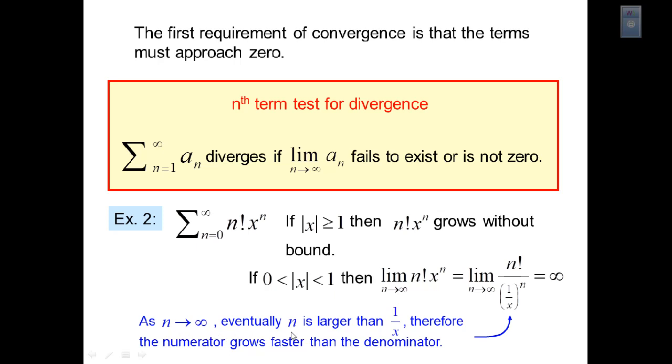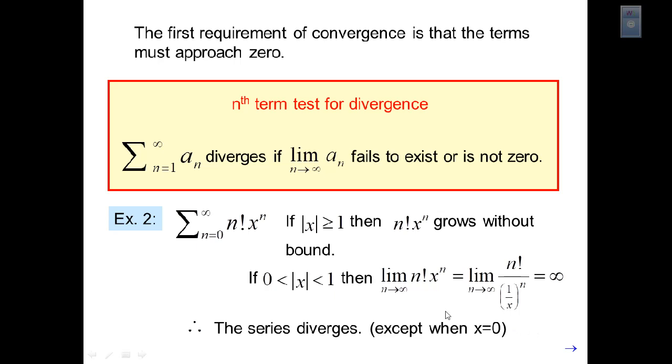So as n approaches infinity, eventually n is larger than 1 over n. Therefore, the numerator grows faster than the denominator. Therefore, the series diverges, except when x equals 0. If x equals 0, this thing's just going to be equal to 0, because we're going to have 0 plus 0 plus 0 plus 0 plus 0.